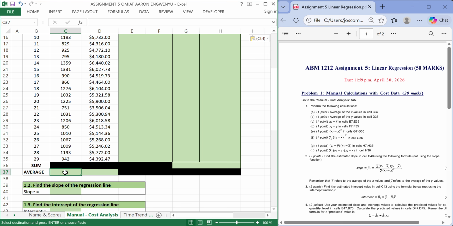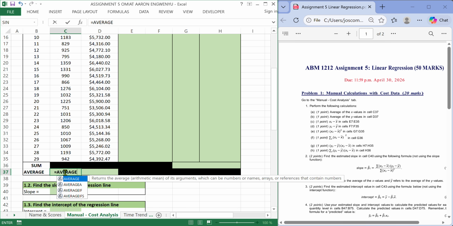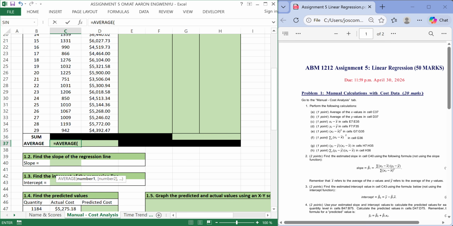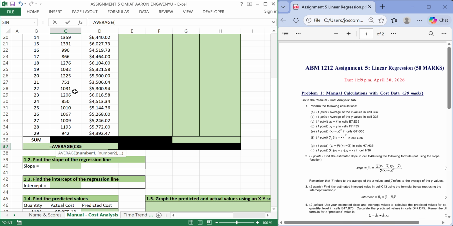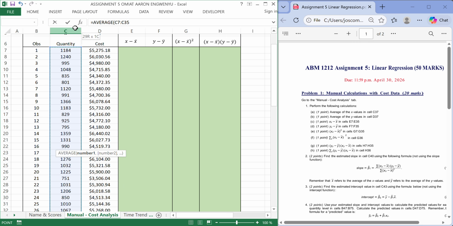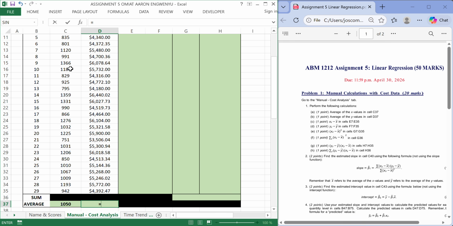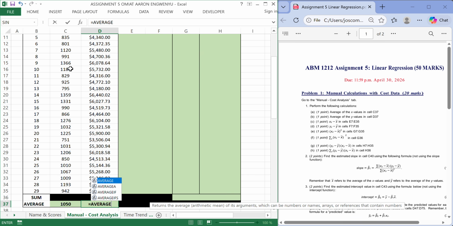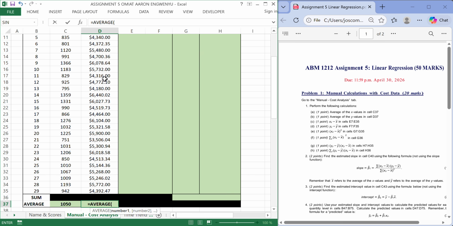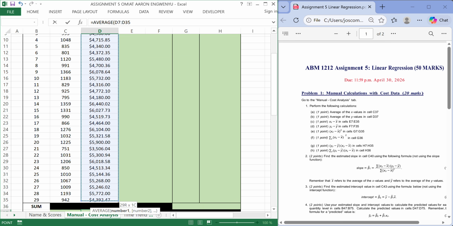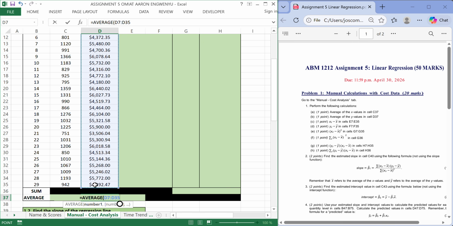We all know the formula, equals average, open the bracket, select the data, close the bracket, enter. Next one is the same thing, average, open the bracket, close, enter. So the averages are 1050 and 51535.